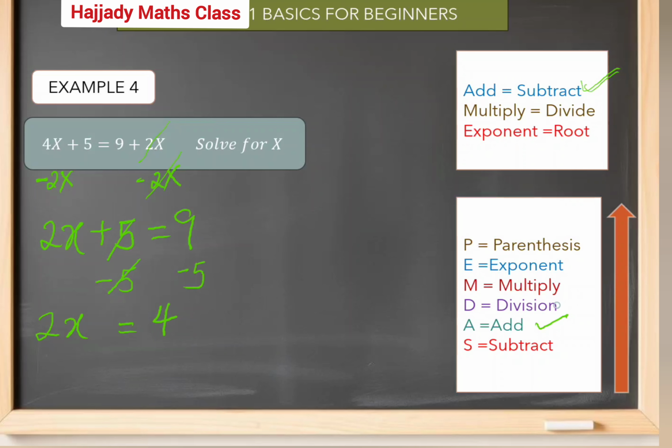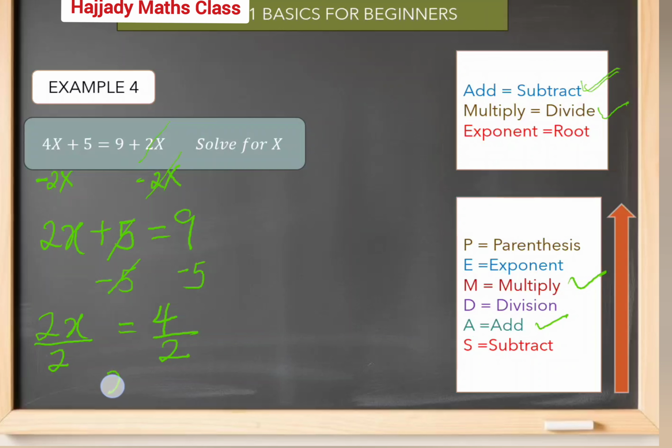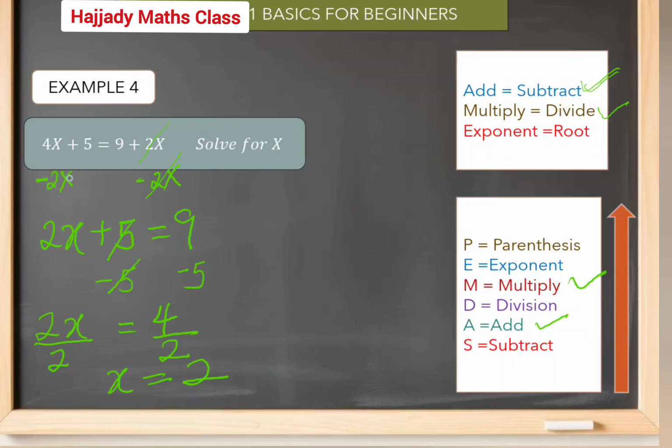We're done with that. Division, no. Multiplication, yes. If you have multiplication, we introduce the divide. That is, you divide both sides by the coefficient of x, which is 2, by 2. And lastly, we have our x equals 2. If you plug 2 into the given equation, you will see that they are going to be the same.